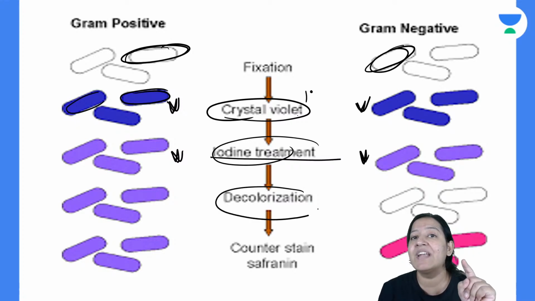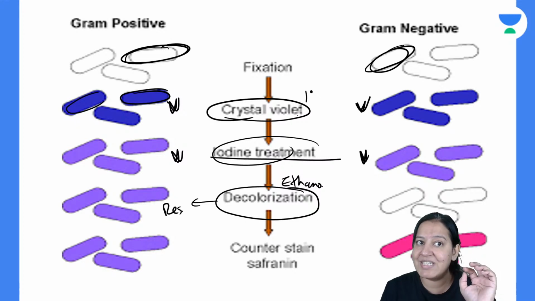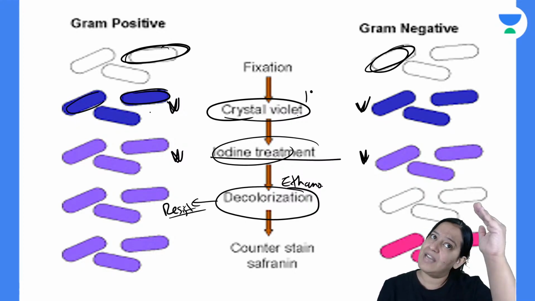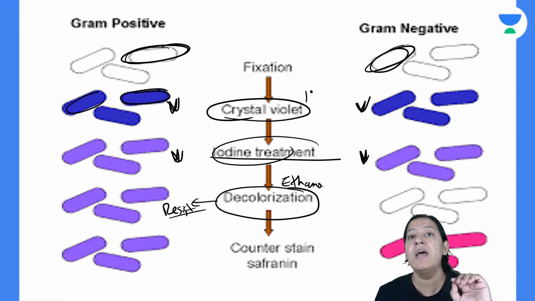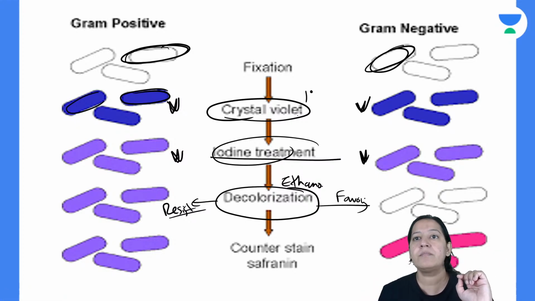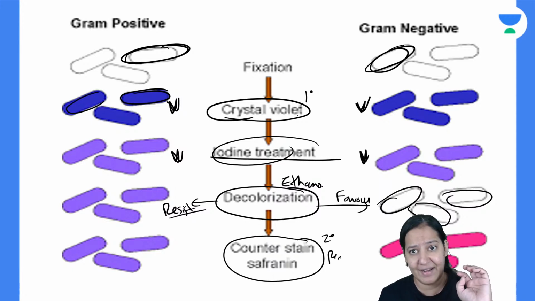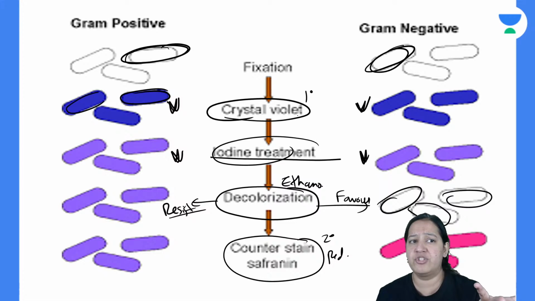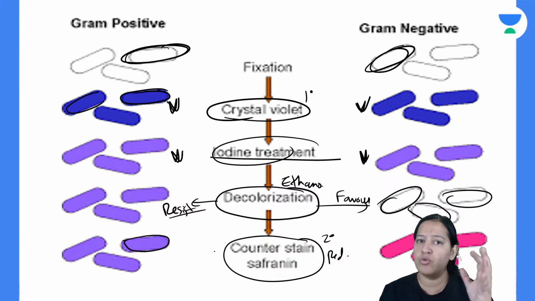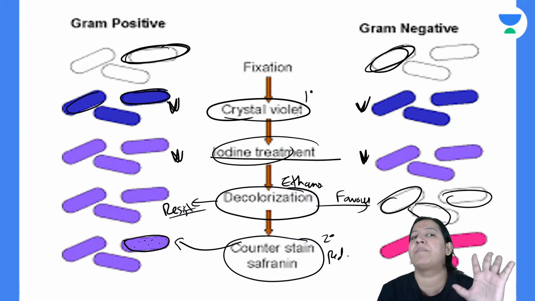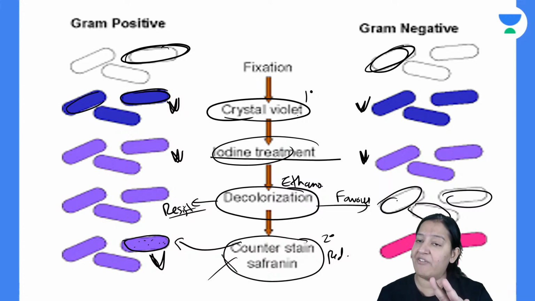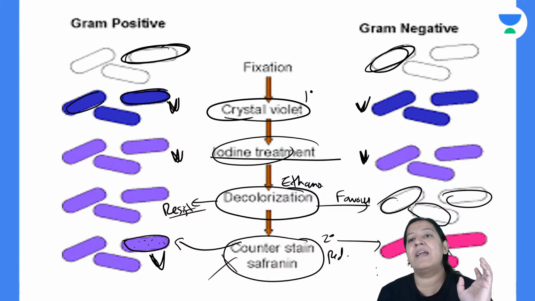The third step is when you give the decolorizer, that is ethanol. There are some bacteria which resist decolorization. They are not decolorized. They contain the primary stain only. And there are some bacteria which favor decolorization; they get decolorized again and become transparent. Now, when you give the secondary stain, the counter stain, which is red in color, that is safranin or carbol fuchsin, the bacteria which resist decolorization do not have space for the secondary stain. They are already filled with the primary stain, so they will remain violet only. They do not pick up the secondary stain. But the bacteria which favor decolorization are empty now, so they will take the secondary stain and become red in color.